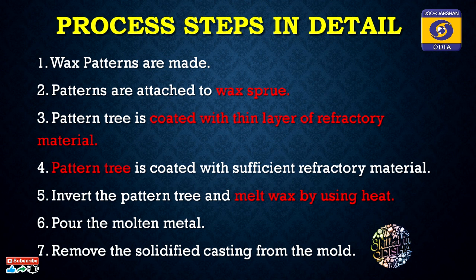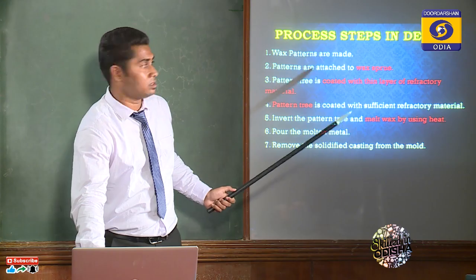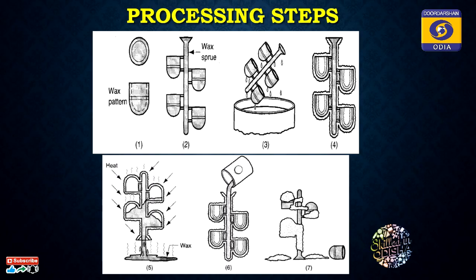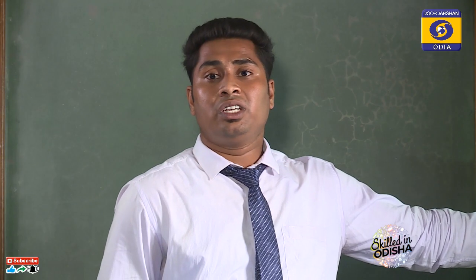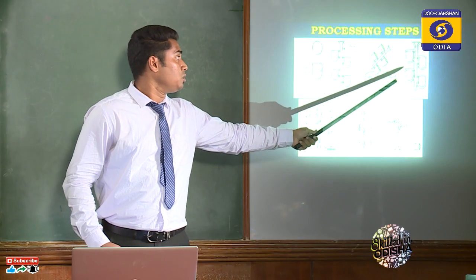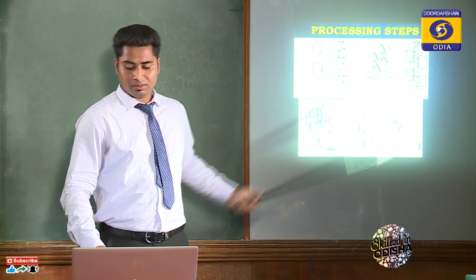Next step is pattern tree is coated with sufficient refractory material. See the fourth figure. The coating is done 3 to 4 times. Why is coating done 3 to 4 times? The coating is done 3 to 4 times to increase the thickness of the coating layer. Therefore 3 to 4 times coating is done.